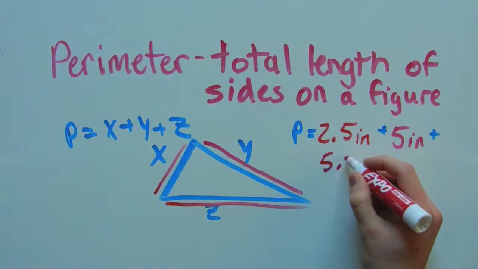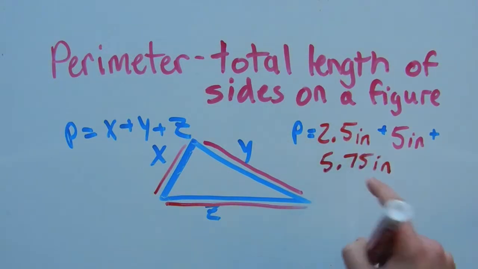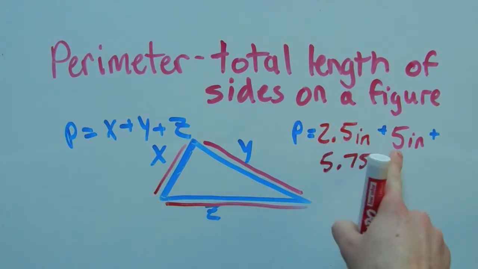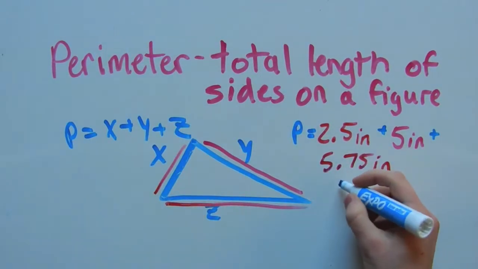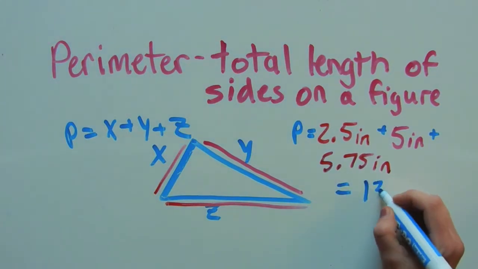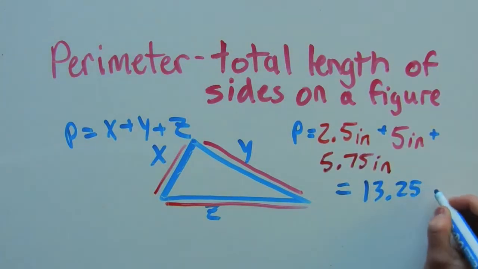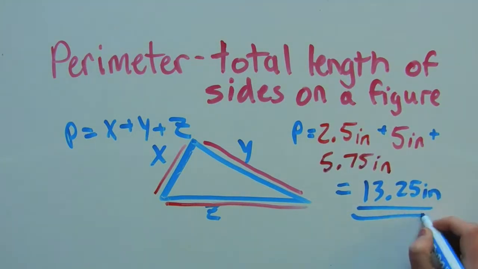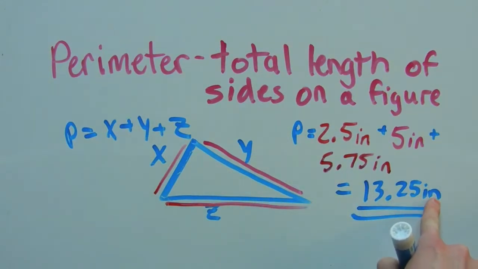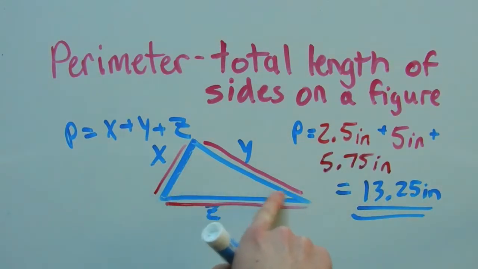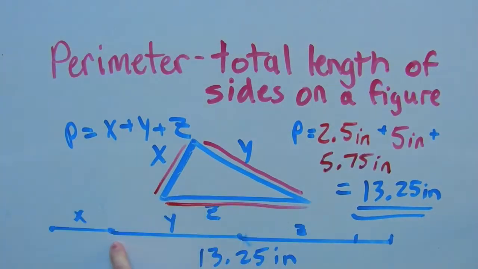So 5.75 inches. So these three, 2.5 plus 5 plus 5.75, come to a grand total of 13.25 inches. And that's the perimeter. The perimeter is 13.25 inches. That is the length of all the sides added together. And below was just a representation of what would happen if you were to extend those sides out in a straight line. You would be able to measure the entire line all at once.